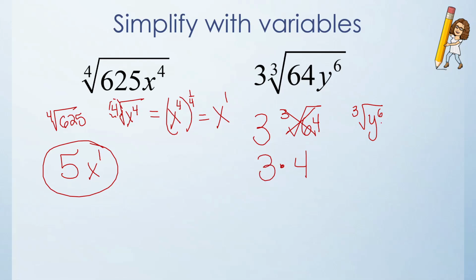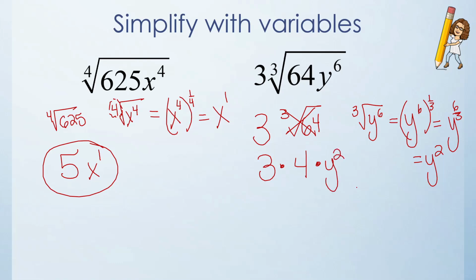Cube root of y to the 6th. So first thing I'm going to show, if I just change that, that'd be y to the 6th to the 1/3 power. Multiplying my exponents, I'll get y to the 6/3, which is the same as y squared. Okay, another way to look at it, my index is 3. That means to get out of the radical, I need to make groups of 3. How many groups of 3 in 6? 2 groups, nothing left over. Now I just need to multiply my numbers. So I get 12y squared.